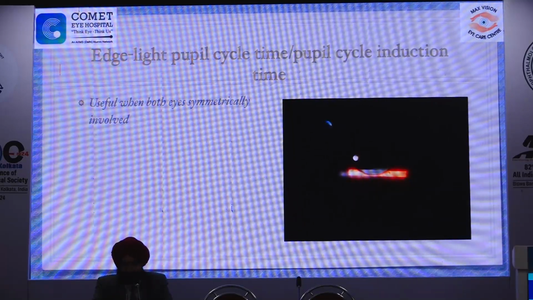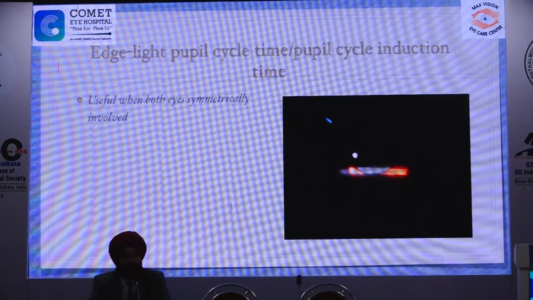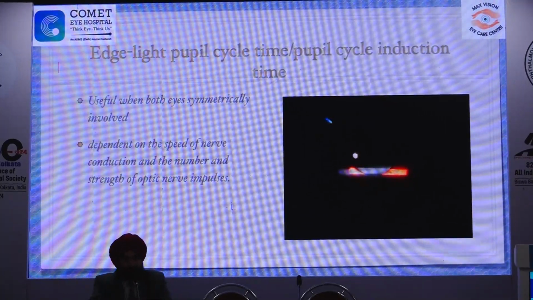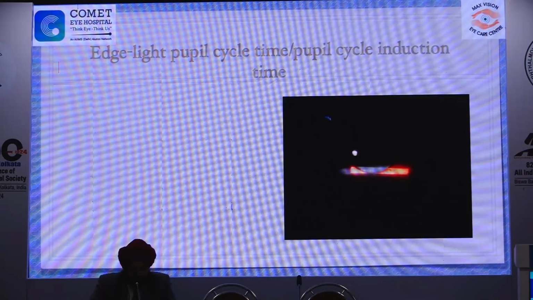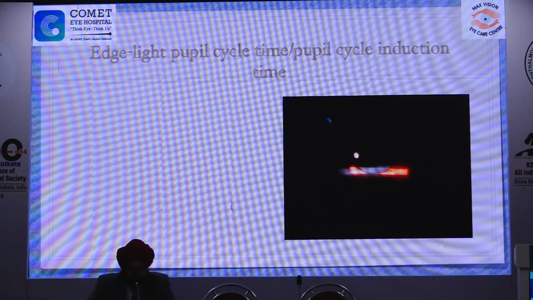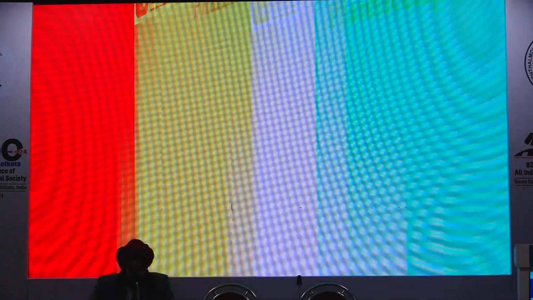It is useful when the diseases are symmetric, having involvement of both the pupils. So what we do is we put a small light beam, which causes constriction of the pupil, and it cuts off the light, so the pupil dilates again. Calculate the number of cycles in 1 minute and check for each cycle time. If it is longer than 954 milliseconds, it is definitely abnormal.